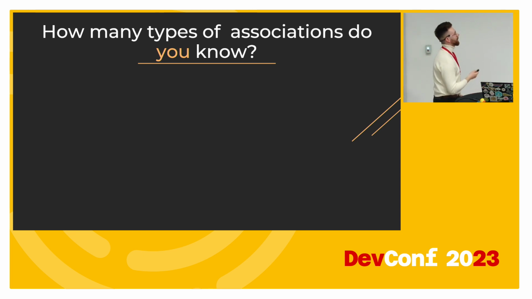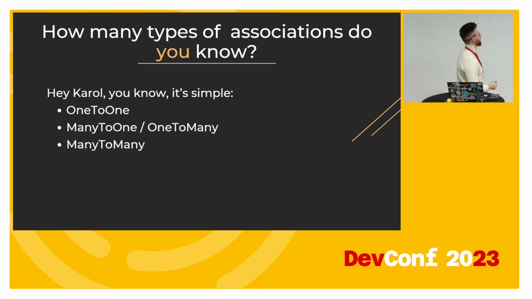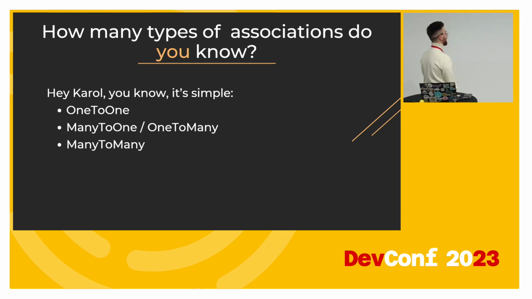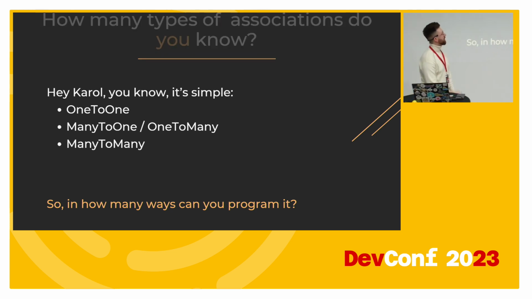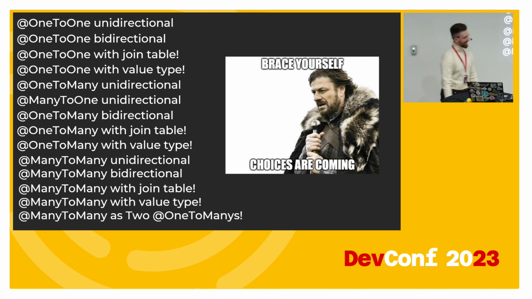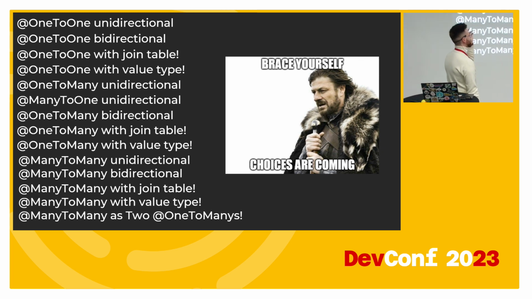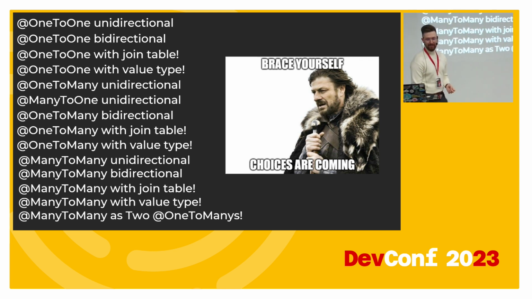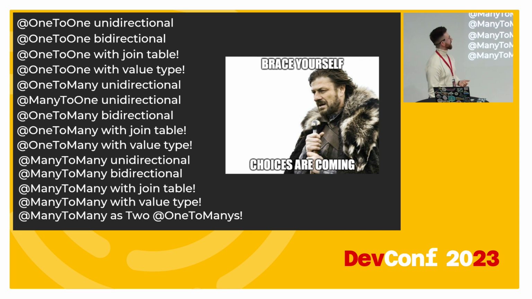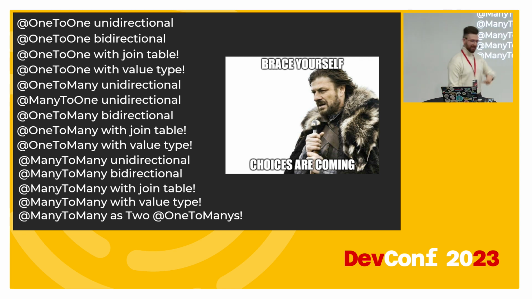Okay, so we have 3 or 4, depending on how you count it, because you may think that many to one and one to many are strictly related, okay? And yes, there are 3 or 4, what is the problem? But in how many ways can you program it? And there are many options. And in Java, we have more than that, because I didn't write everything here. I think when I was searching in .NET Entity Framework documentation, I've seen more than even in Java. So there are many possibilities.